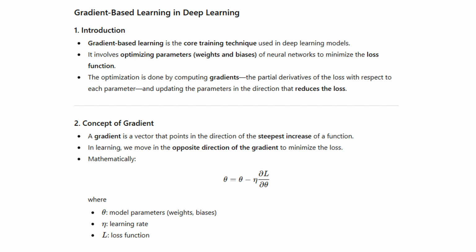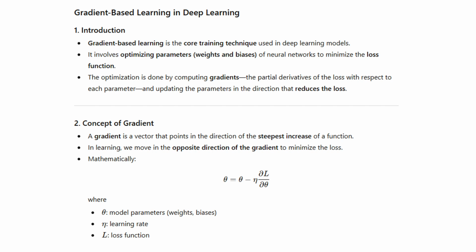In learning, we move in the opposite direction of the gradient to minimize the loss. So here we have to take the reverse direction. Mathematically, it is represented as theta = theta - eta * (∂L/∂theta).